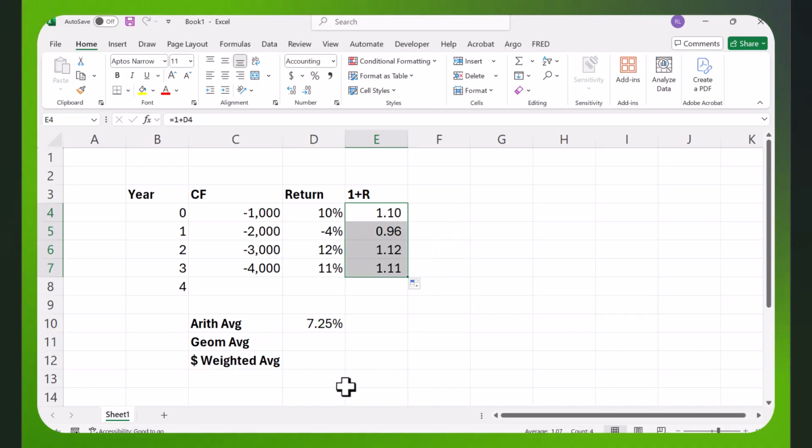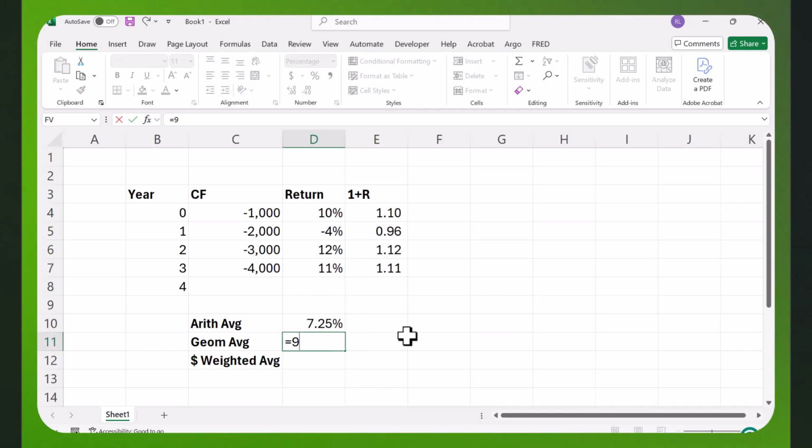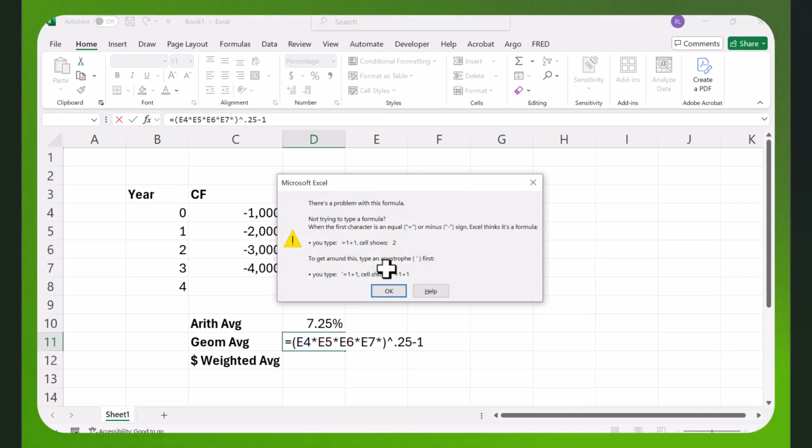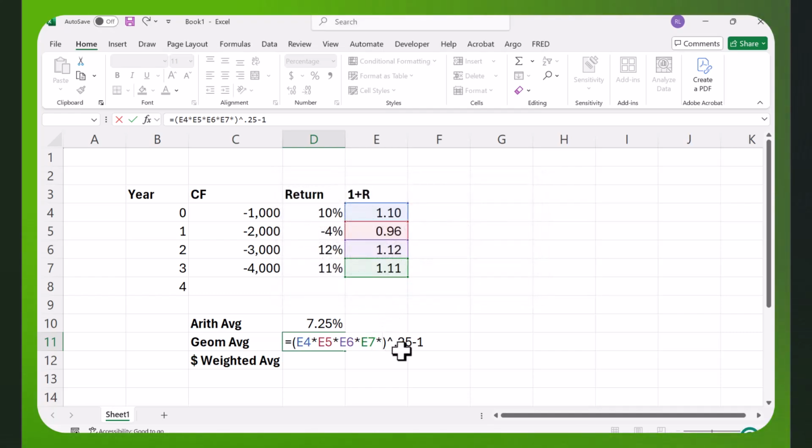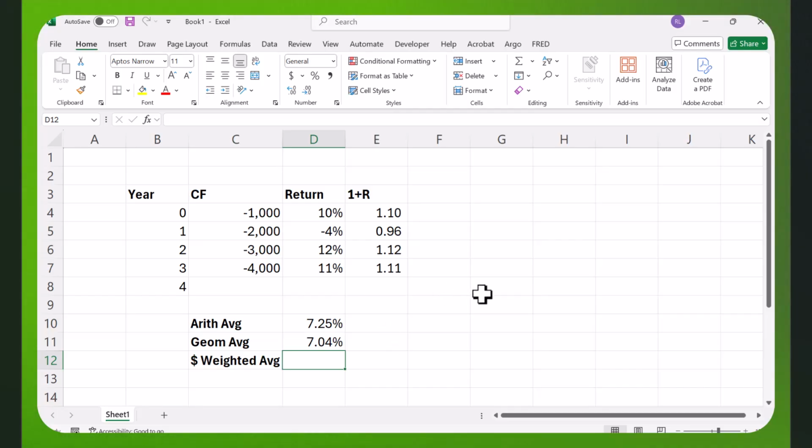So let's just multiply these together: first value times the second value times the third value times the fourth value, and we're going to raise it to the 0.25 power, and subtract 1. And I made some mistake here. I see what I did wrong. I put an extra asterisk in there. And we get 7.04%.